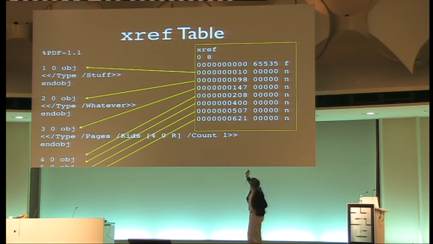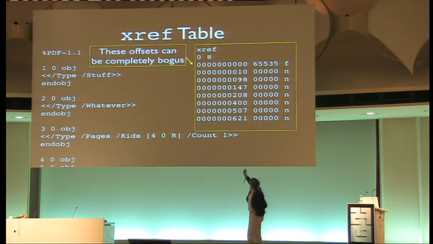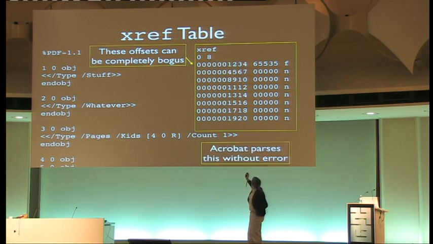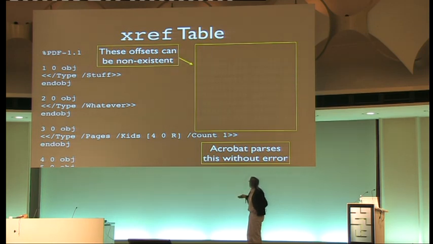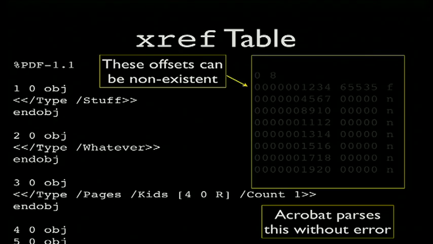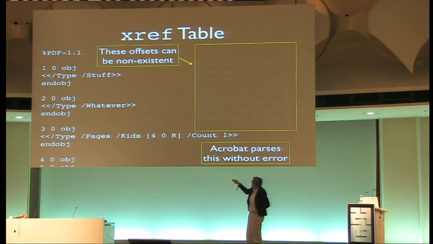The spec says it's required. Like I said, it doesn't go anywhere. Acrobat doesn't actually care about these. If these are completely bogus values, this is still perfectly fine. And you can also just leave it out entirely, and it's still OK, because I guess Acrobat's parser falls back to actually looking for the object tokens directly.